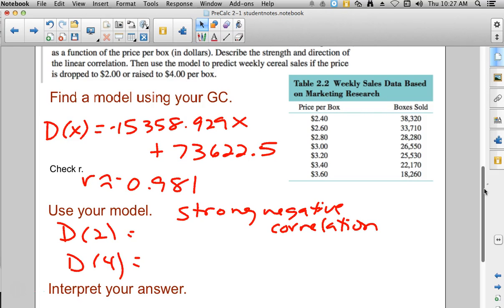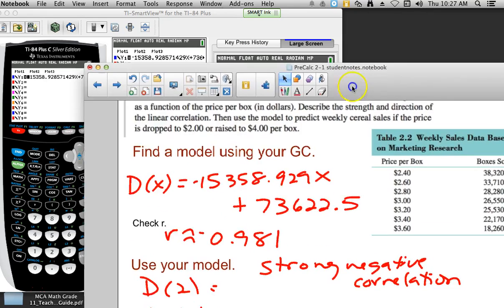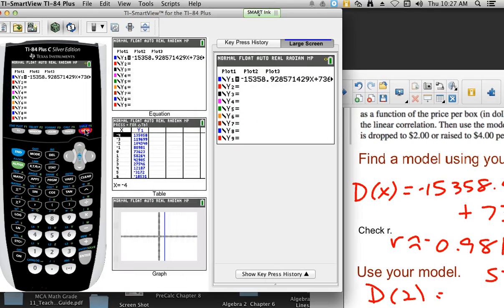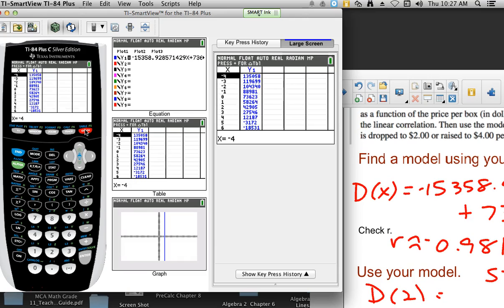So here's what I'm going to do. I'm going to cheat. I put it in there as y sub 1. I should be able to just go to the table feature. I'm picking up the wrong calculator. And do second table. And take a look at what we have here with the 2. Well, when x equals 2, we've got 42,905. Come on, catch up now. There we go. And then with 4, 12,187.